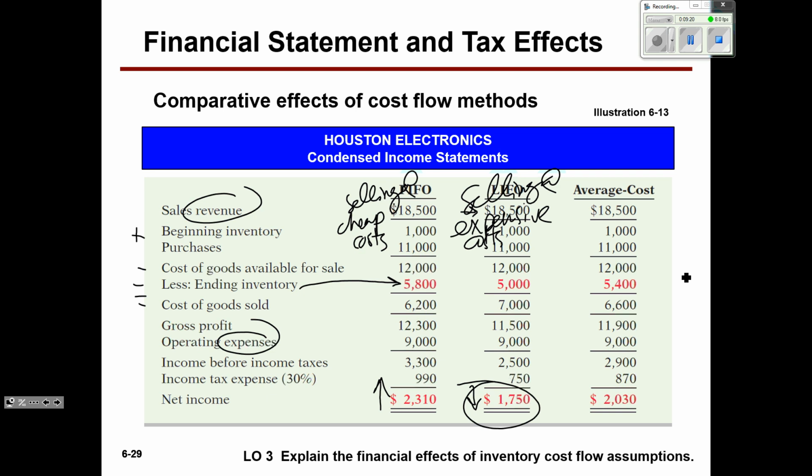In times of rising prices, LIFO will result in the smallest net income because you are selling expensive stuff, or selling stuff recognizing expensive costs. That's the answer to your essay question.